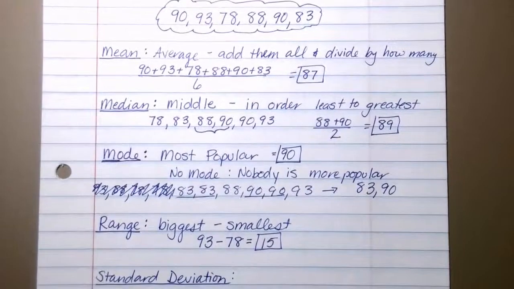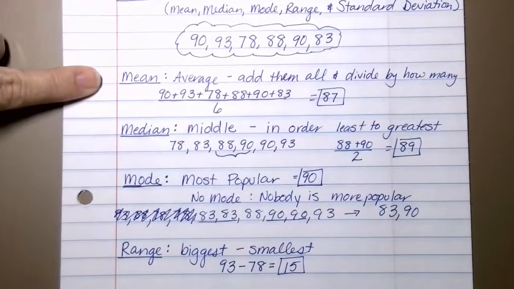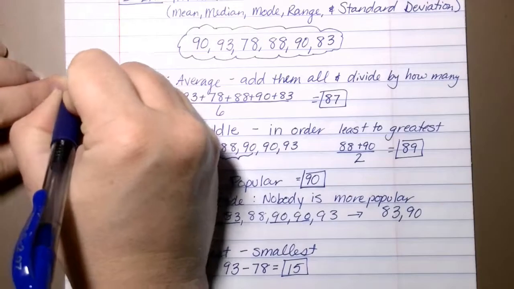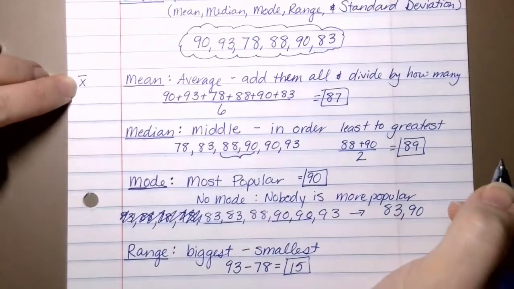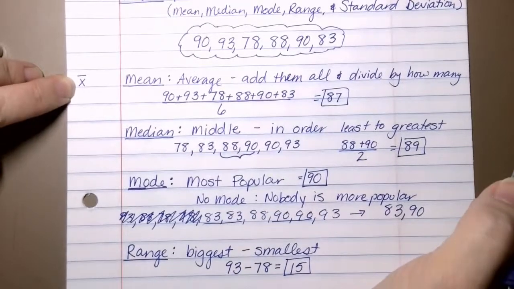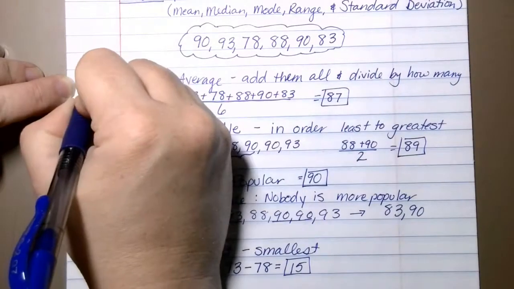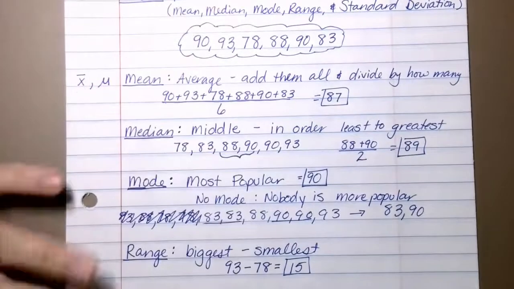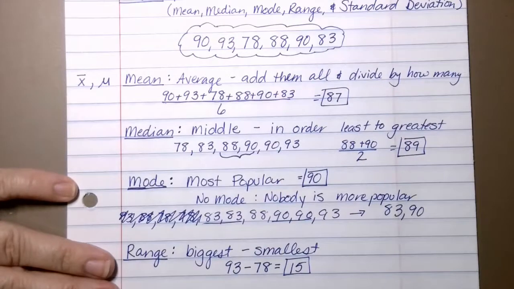Mean, median, mode. Mean actually has a symbol to represent it. If you see this symbol right here, X bar, that means mean. So if it says find X bar, they're asking you to find the mean. It also could be notated as this funny looking U. It's like a U with a tail on the front. Anyone know what that is? It's a Greek letter mu. Okay? Both of those mean the mean.